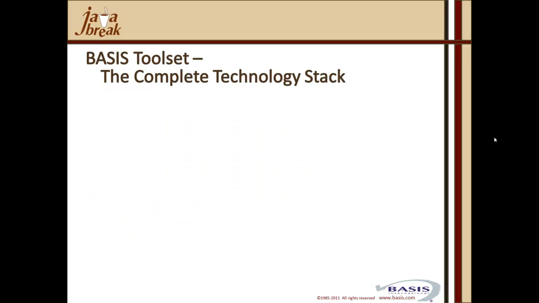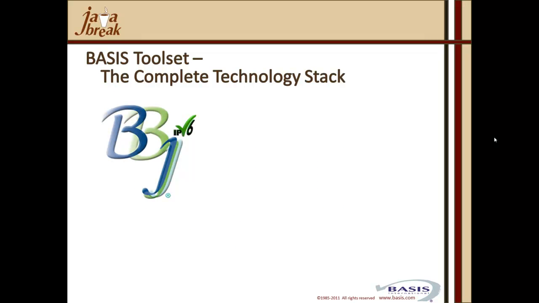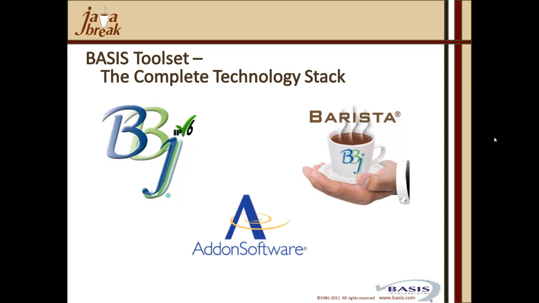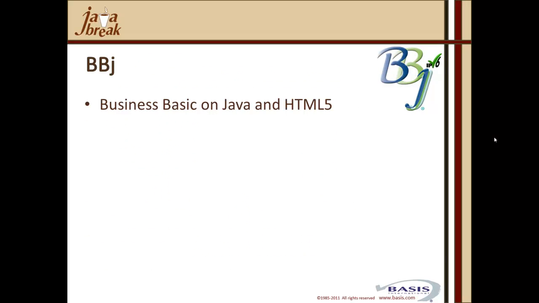So let's look at a recap of the BASIS toolset. It's a complete technology stack: BBJ, IPv6 compliant, Barista, the rapid application development tool, and then as a real foundation for your business applications, we have the Addon software ERP building blocks. So let's first recap on BBJ. BBJ is a business basic on Java and HTML5, so that you can generate code that runs on a Java desktop environment as well as in the browser.